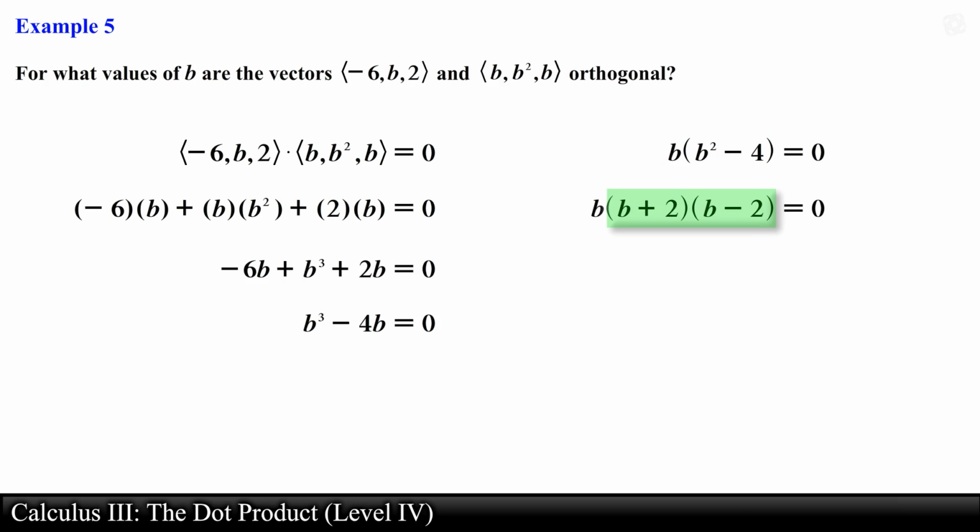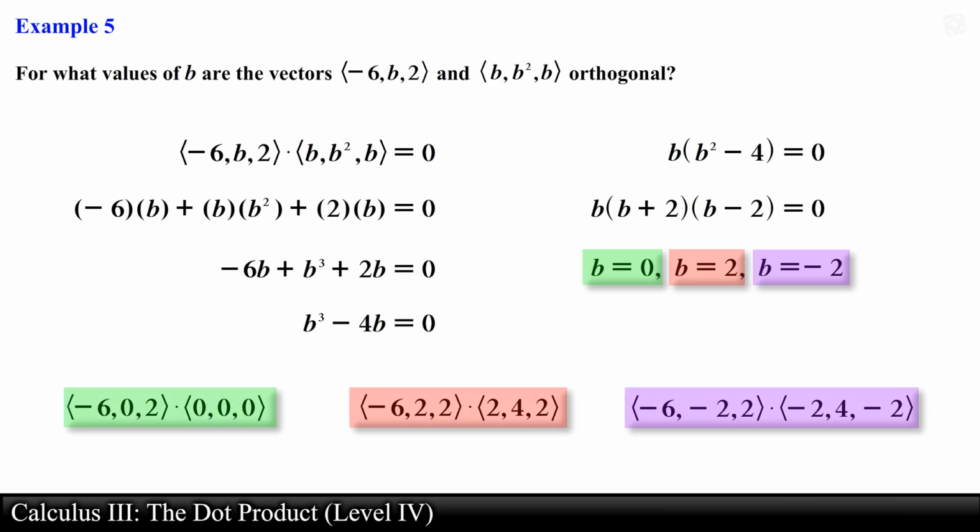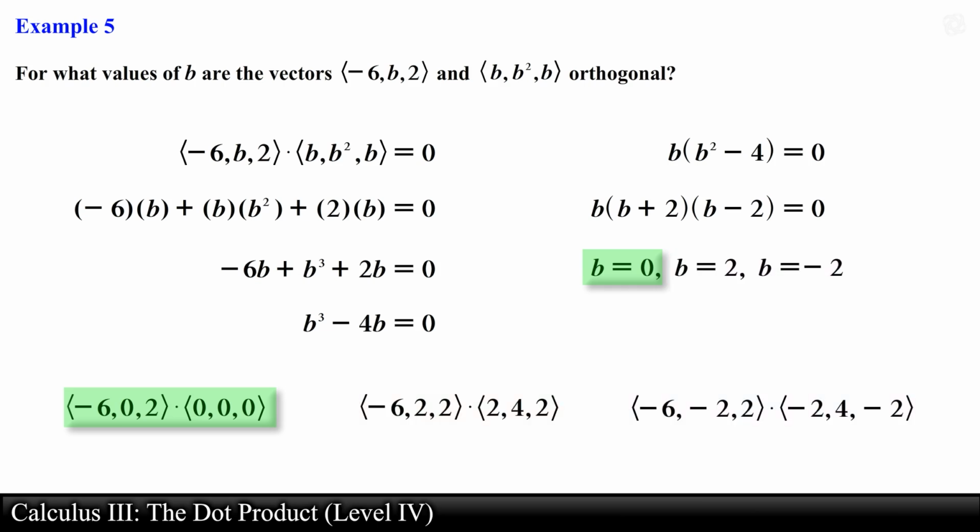And then we go ahead and rewrite the difference of squares into the factor b plus 2 and the factor b minus 2. Finally, it is just a matter of using the zero product property to solve for the values of b. In this case, we would end up with 3 solutions: 0, 2, and -2. By replacing the values of b with 0, 2, or -2, we would generate vectors that are orthogonal to one another. Notice that the 0 vector is one of the solutions.